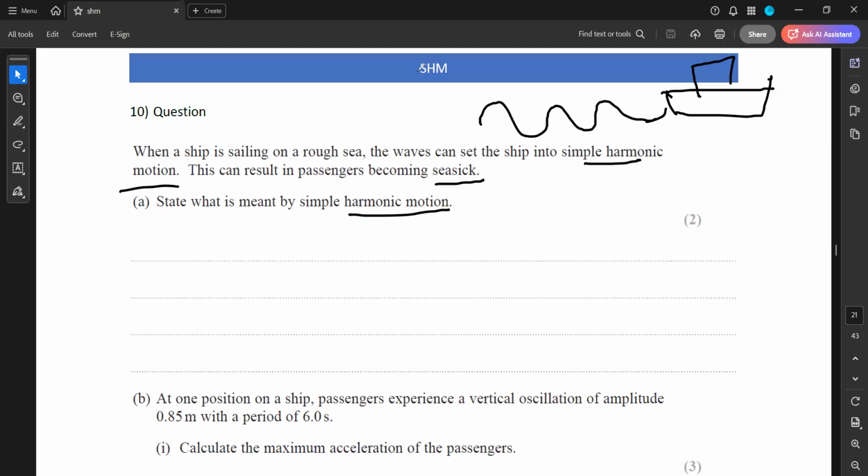So how do we define the term simple harmonic motion? Simple harmonic motion means that the acceleration is directly proportional to displacement and the motion is always directed toward the mean position. Or you can also say in a simple harmonic motion, the resultant force is proportional to displacement from the equilibrium position and it is always directed towards the equilibrium position. Like the direction of force and acceleration is.